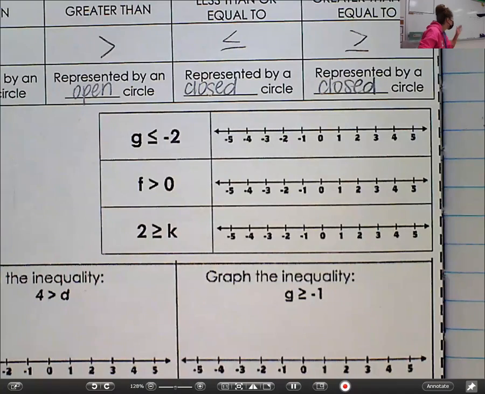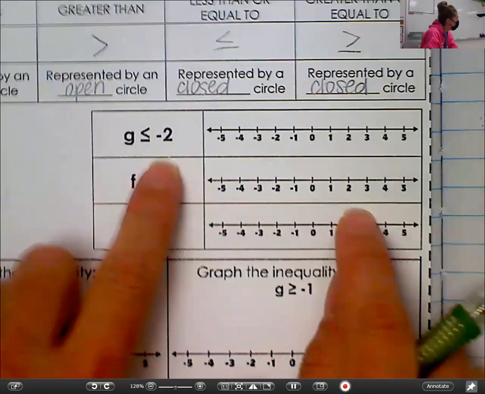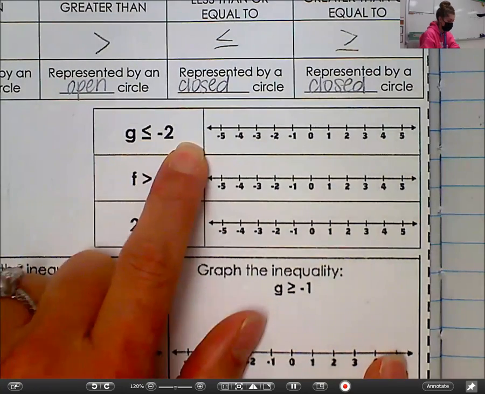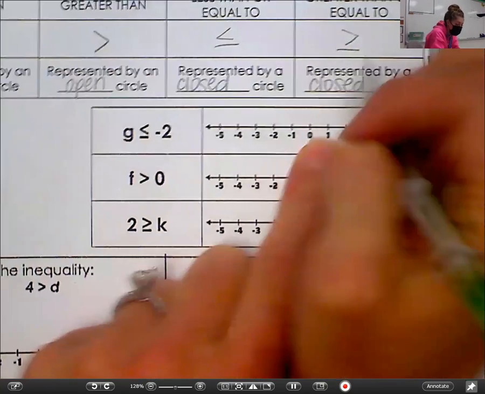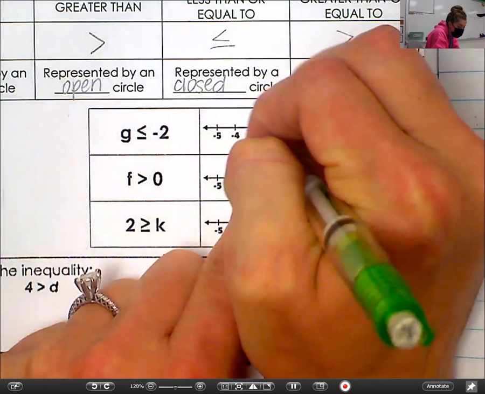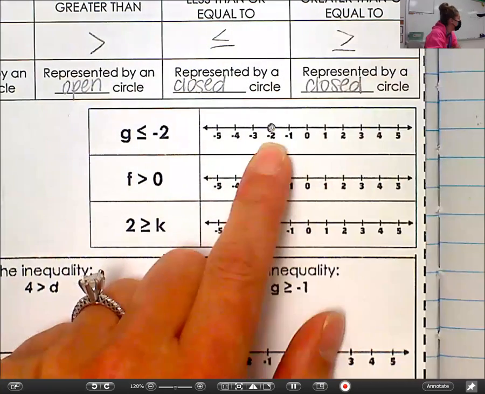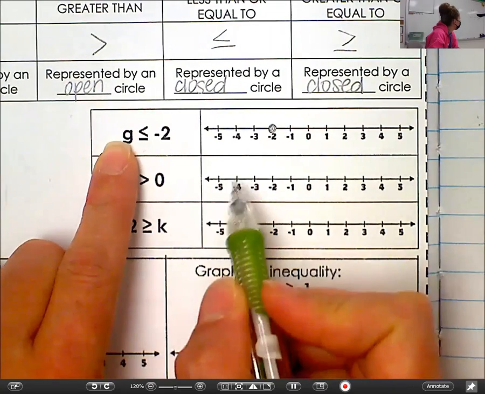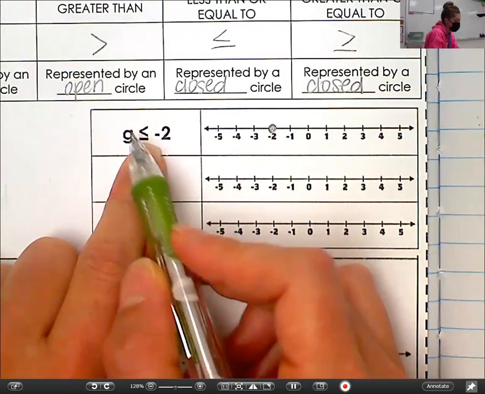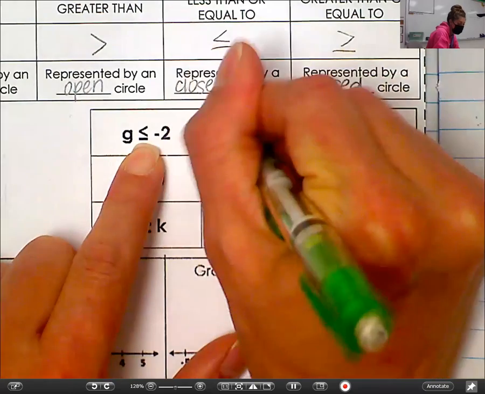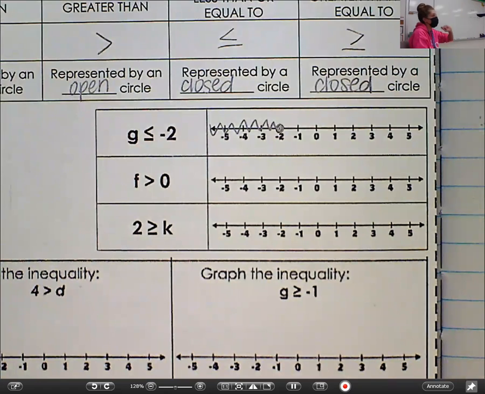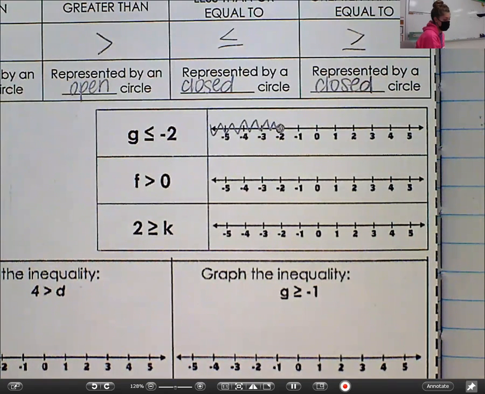All right, so looking at a few number lines here, if I were to graph g is less than or equal to -2, I would go to -2 and put a closed circle because of that equal to symbol. And if it's less than -2, I'm going to squiggle. That's literally the verb that I use. I'm going to squiggle the side that is less than -2.